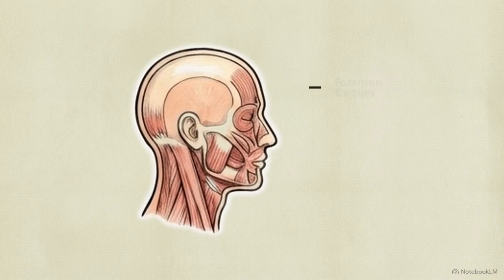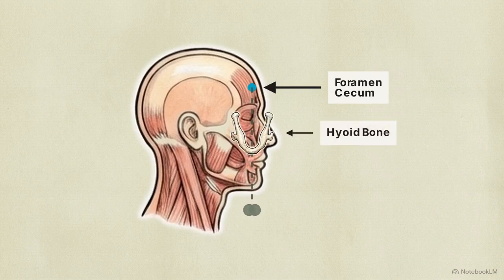to it. During embryological development, the thyroid originates at the base of the tongue at the foramen cecum. It migrates downward along the thyroglossal duct to reach its final position. If segments of this duct fail to close, patients can develop thyroglossal duct cysts, which most commonly present infrahyoid, or just below the hyoid bone.